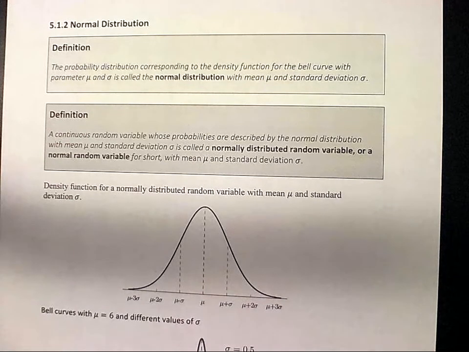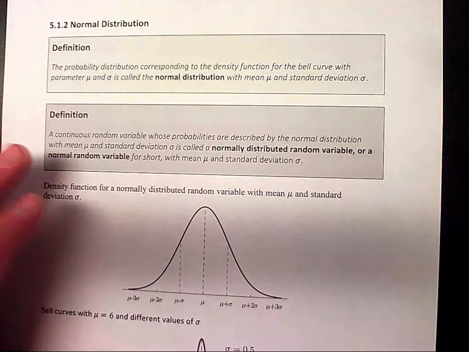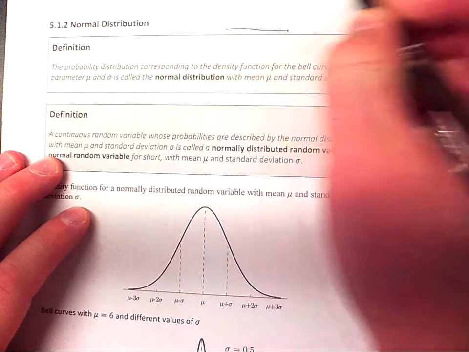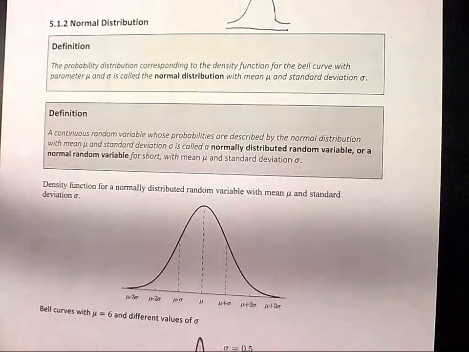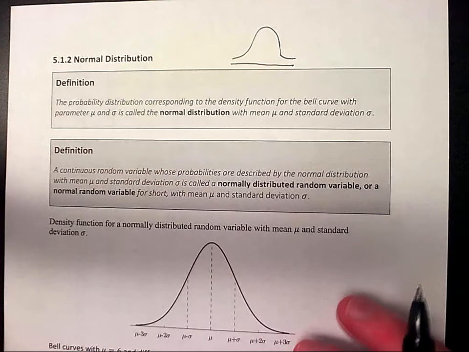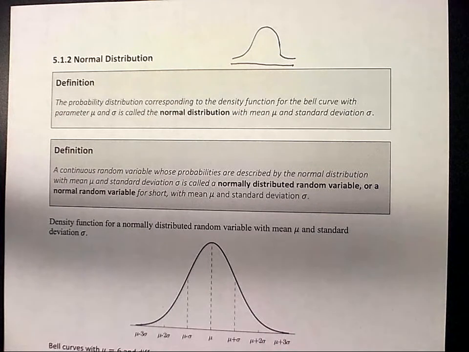All right. The probability distribution corresponding to the density function for a bell-shaped curve with parameter mu and sigma is called the normal distribution with mean mu and standard deviation sigma. All that is saying is that, and this is a term that I've introduced a couple of times before, if we have a bell-shaped and symmetric distribution, we can refer to that as the normal distribution. So this right here is doing a little bit more than that, but it's really just saying, hey, we can call this thing up here a normal distribution.